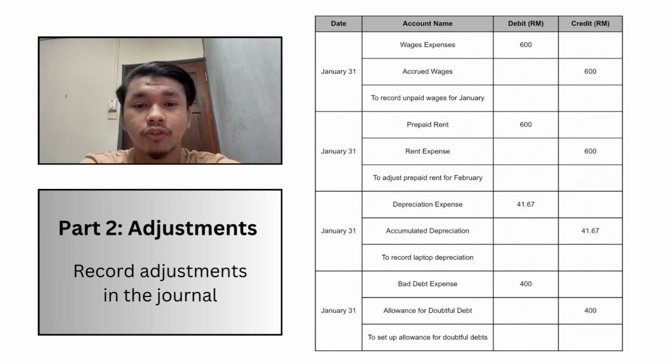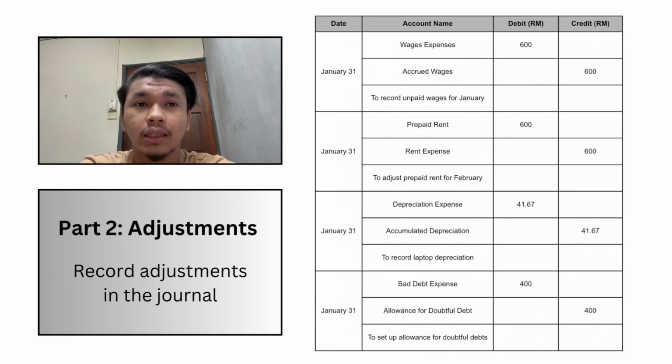My name is Muhammad Shifa bin Muhammad Rozi, and for my part, I will be explaining part 2, which is for the adjustment, and we will be moving on to question number 3, which is for the journal entries. The journal entries reflect adjustments for January 31st to ensure accurate financial reporting.